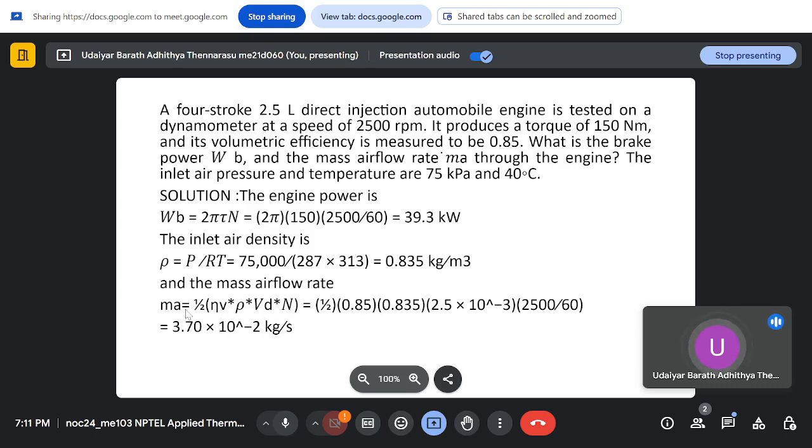So n is half here because of n by 2. So your volumetric efficiency is nothing but mass of air divided by the theoretical mass of air, which is rho into swept volume.